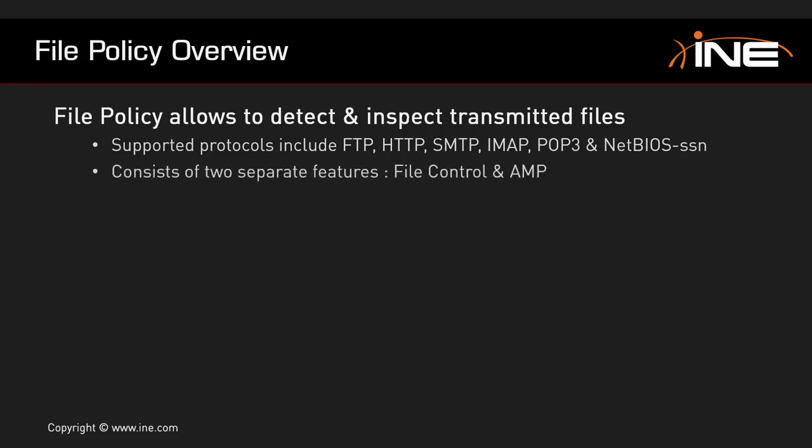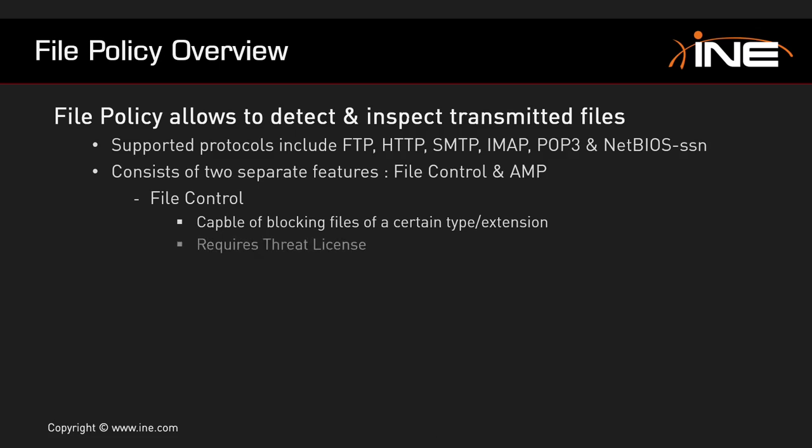Okay, file policy is what we actually use to enable two separate features. We have file control and advanced malware protection, abbreviated as AMP. The file control is what specifically gives us an option to block files of a certain type based on the file's extension. For example, I can block PDFs, but I may want to allow text files through those communications channels. And this is something that requires a threat license to be active on our FTD.